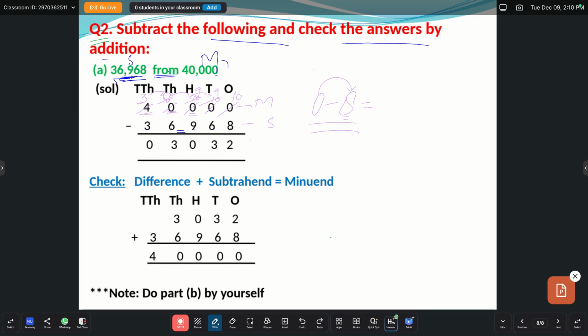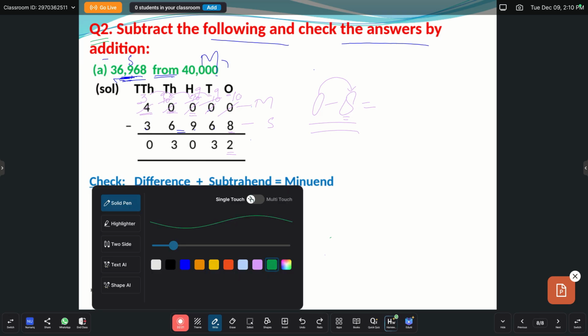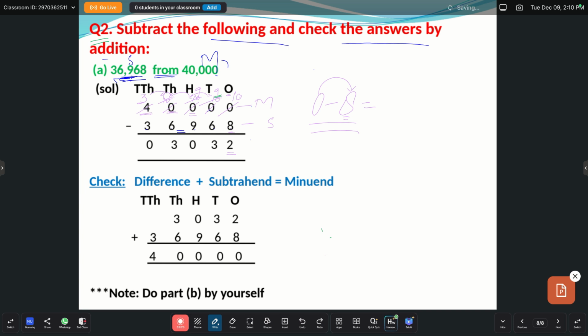Very good. Now tell me, in one's column, here the minuend is now 10 and subtrahend is 8. What is 10 minus 8, beta? It's 2. Now here we are having the minuend as 9. What is 9 minus 6, beta? It is 3. Here we are having 9 and again here it is 9.